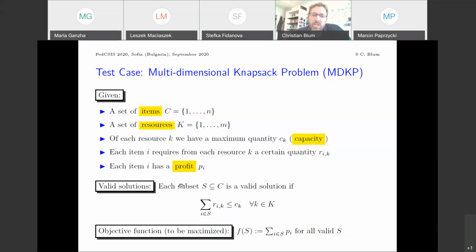So valid solutions are subsets of the complete set of items, if they fulfill these constraints here. So I am summing over the resource requirements of all the items in my solution for each resource, and I have a look if this sum of the resource requirements is at most the capacity for this resource. So this has to be fulfilled. And the objective function is simply summing the profits of all the items that I have in my solution.